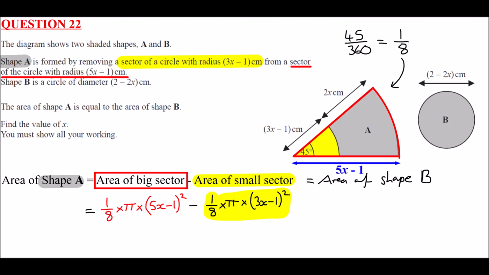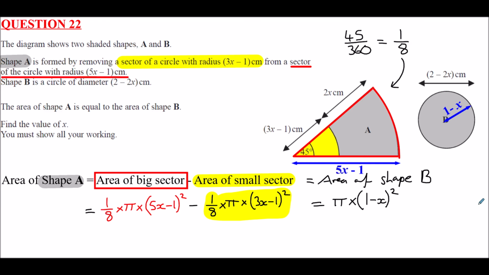So shape B is this circle here, and we're told its diameter is 2 minus 2x. But the radius is half of the diameter. So the radius is half of this. Half of 2 is 1. Half of 2x is 1x. So the radius will be 1 minus x, like so. So the area of shape B, this circle here, is pi times the radius of this circle squared, which in other words is going to be pi times (1 minus x) all squared.